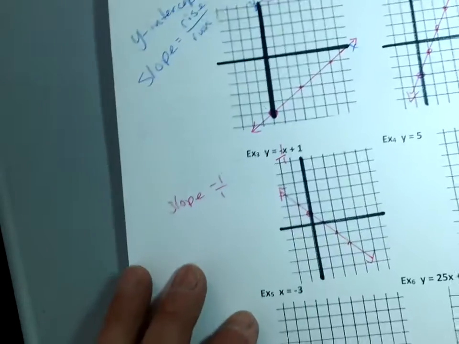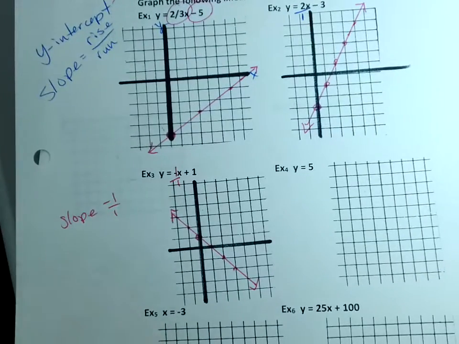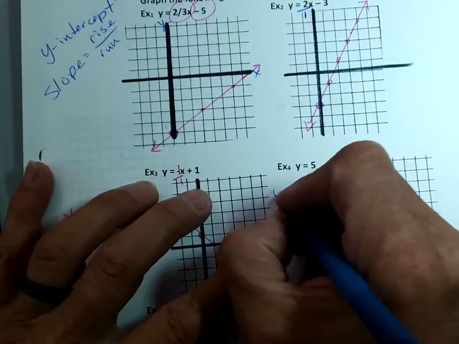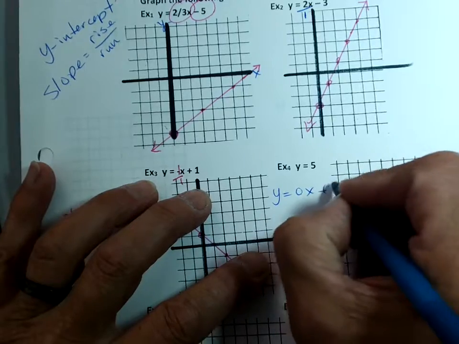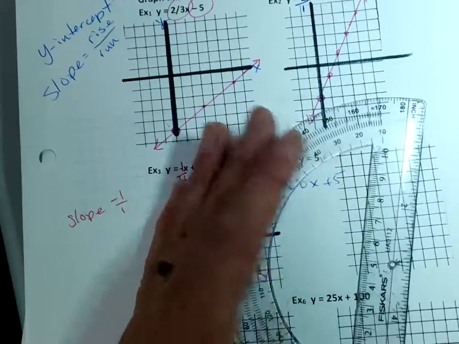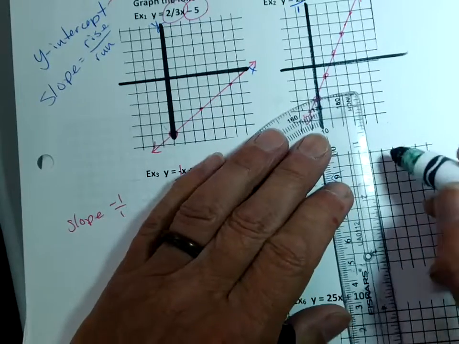Okay, now 4 is a little bit tricky. There's no x. So think about this. If I wrote it, and I'm not going to do this all the time, but if I wrote it as y equals 0x plus 5, it might be easier to interpret, right? So it's just the opposite. Think about this. We're going to go up 0 over 1. Up 0 over 1. Up 0 over 1. You with me? Yeah. Up 0, 1. So we're going to start at, what's my y-intercept? 5. Good. Okay, 5.